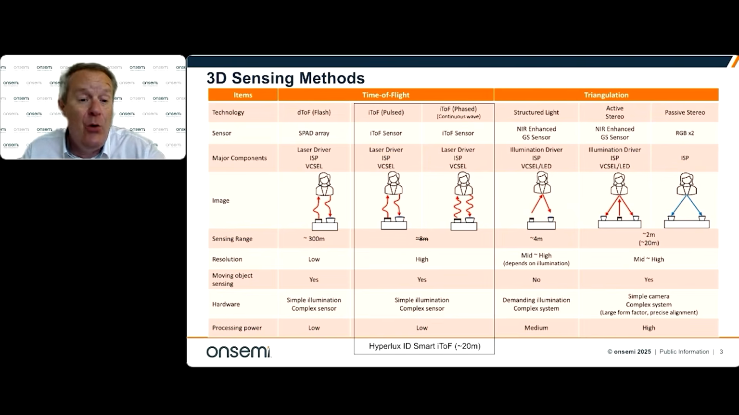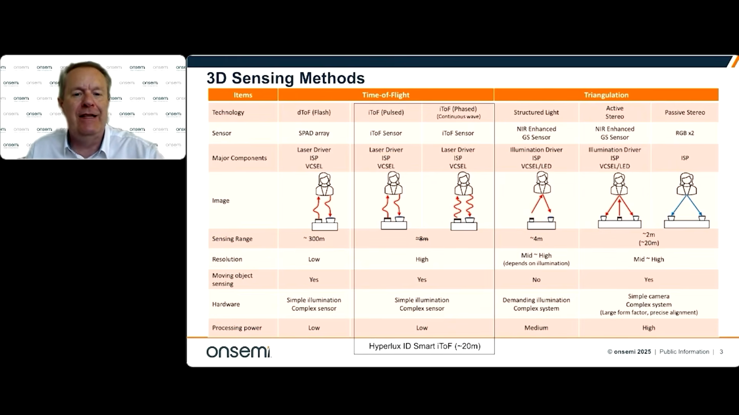The resolution is low because it really is just an array of SPADs, silicon photomultipliers. Okay for moving objects, but the hardware is simple, processing power is low. Now, the disadvantage of direct ToF is that you're not getting any shape, you're not getting any volume. So great for those long distances, but you're not getting anything that you need in terms of volume determination, shape, etc.